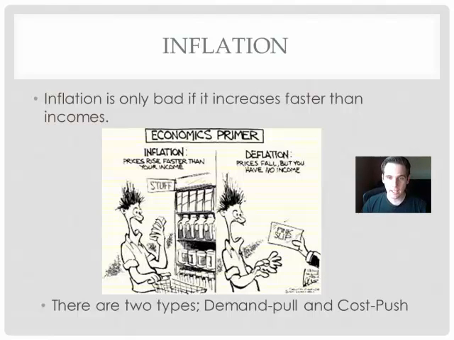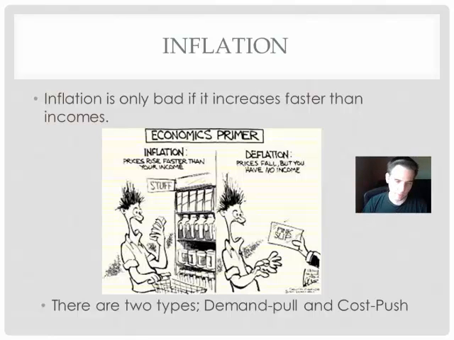Inflation is something that we've talked about in the past, and it's only bad if it increases faster than incomes, like as a result of high unemployment. If people are out of work, their incomes are not increasing because they have no income. But if inflation keeps going up, that is when we have a problem. Inflation happening if people's incomes are going up is not a problem.